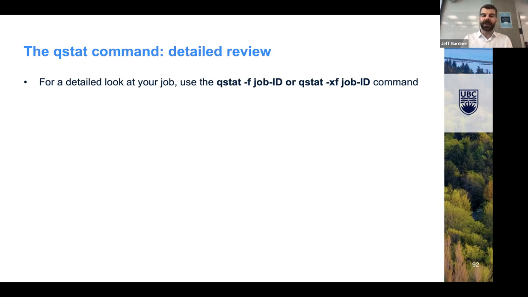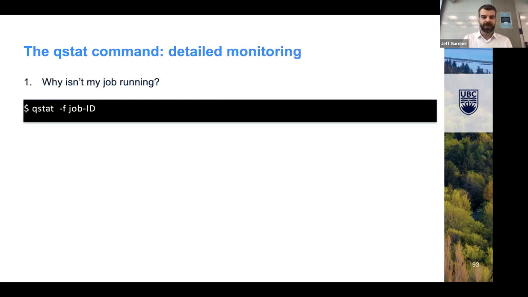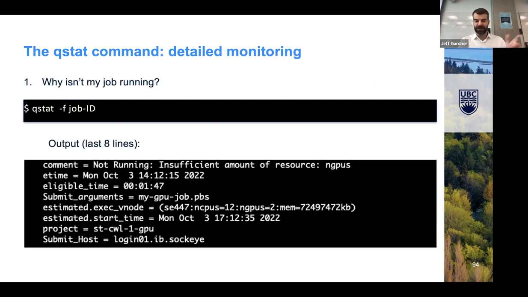Additionally, the qstat command allows you to take a deeper dive into your job. This can be done with the -f, or I believe it's full option, and -xf for a finished job. This can be used for a current job to give you a bigger output. I'm going to gloss over this quickly, but it gives you a really meaty output. If I ran this with my job ID, I will jump down to the last 8 lines, which can give you the same comment, not running, insufficient amount, or it may say running. It'll give you that comment as in the -s command, as well as some other information about your job.